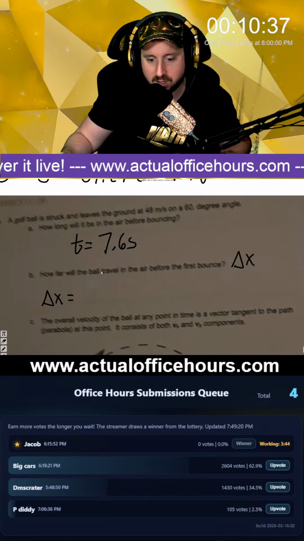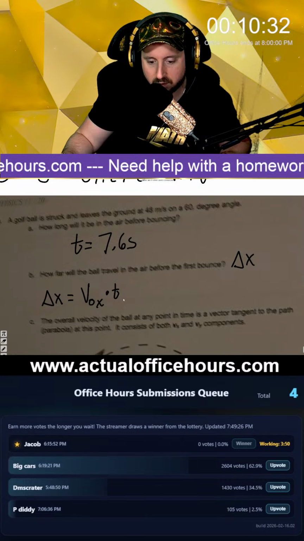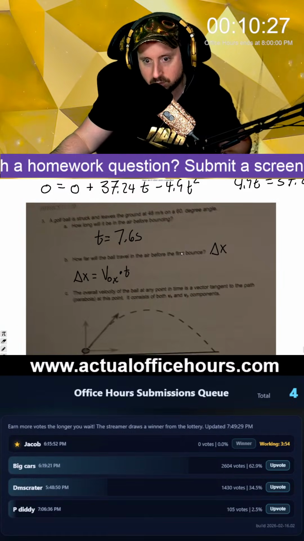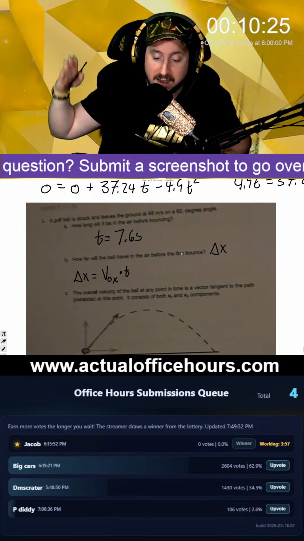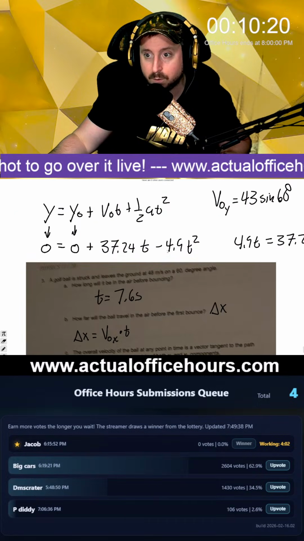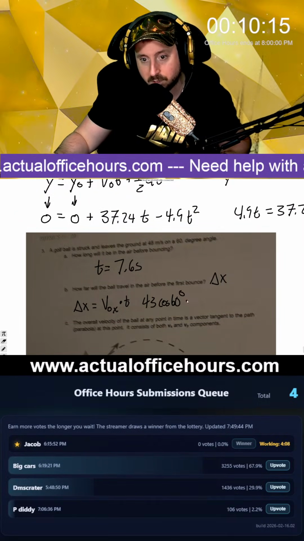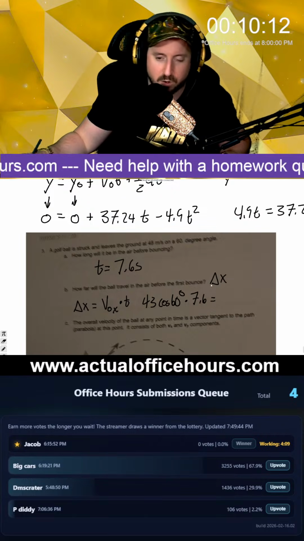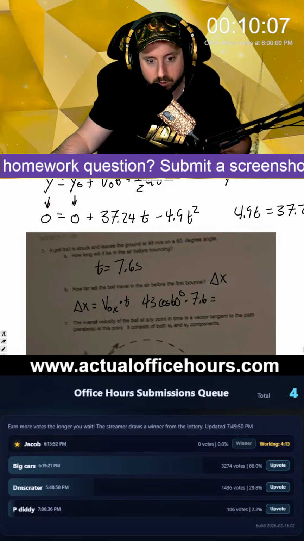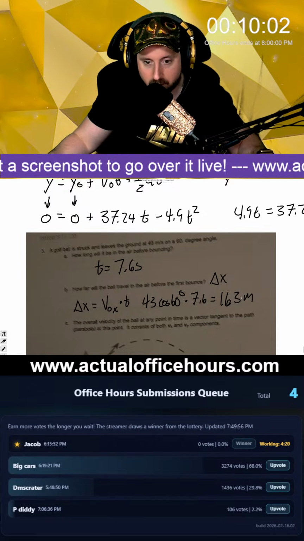And so delta x in this case would be equal to v naught x times t, because there is no acceleration in the x direction. So it's just the velocity in the x direction at the start, which doesn't change, times the amount of time it's in the air. So this would be equal to 43 cosine of 60 degrees times 7.6, which cosine of 60 is 1/2. So that times 43 over 2, it's going to be equal to 163 meters. Great.